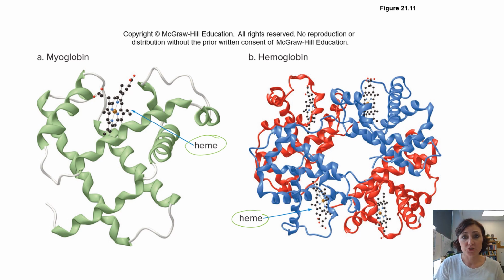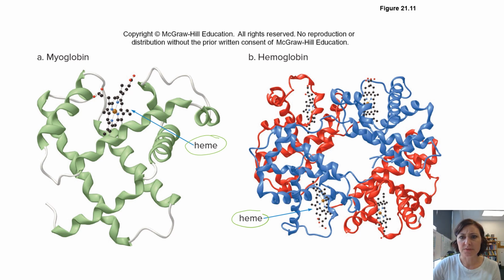So the function of each of these is a little bit different. We know hemoglobin is in the blood, and its function is to carry oxygen that has bound to the iron ion all throughout the body, delivering oxygen where it needs to go. Myoglobin stores oxygen in muscles and in other tissues. So it is actually the myoglobin that gives cardiac muscle its characteristic red color.